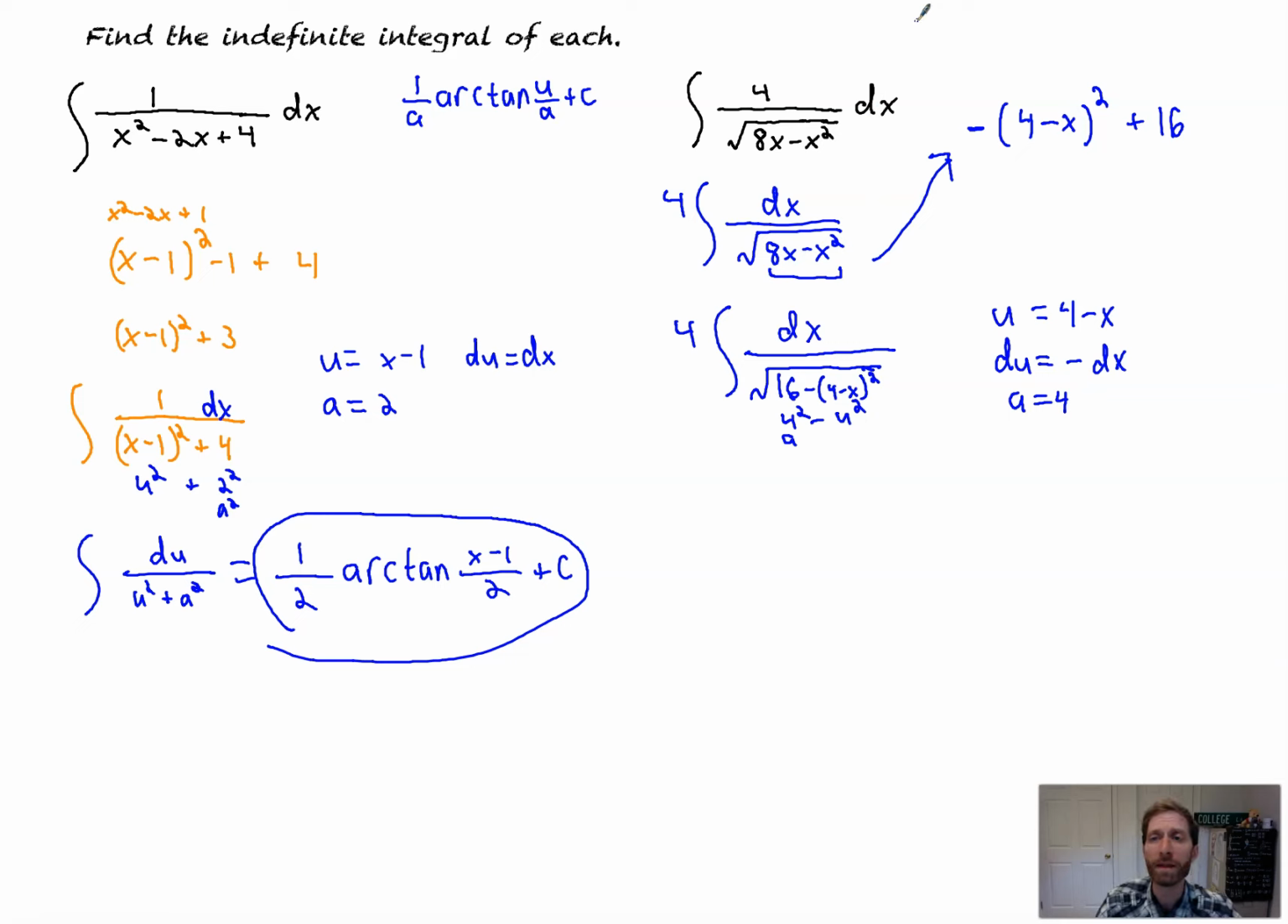Now remember, our formula is that we'll get arcsine of u over a as long as it is coming from the antiderivative of du over the square root of a squared minus u squared. That's what we're looking for here. Okay, let's work it out.